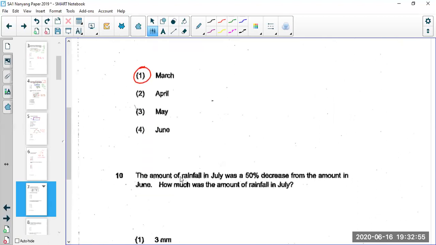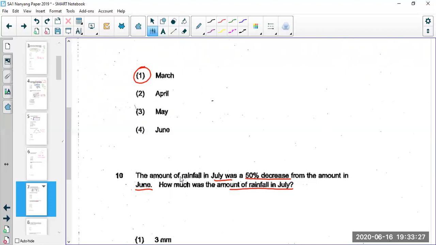The rainfall in July was a 50% decrease from the amount of water in June. So which means that June has a lot of water, then it became 50% lesser in July. So how much was the rainfall in July? Okay, now listen carefully. This is a percentage problem. Before you can have 50% lesser, you must always start with 100% first. 100% is a special number. So which month has 100%? Is it July or June?